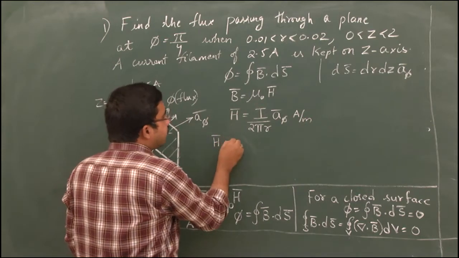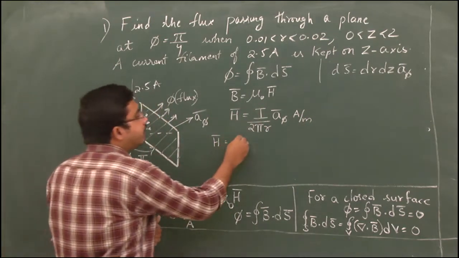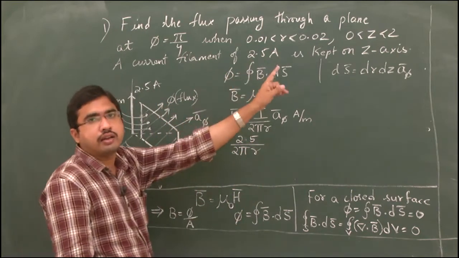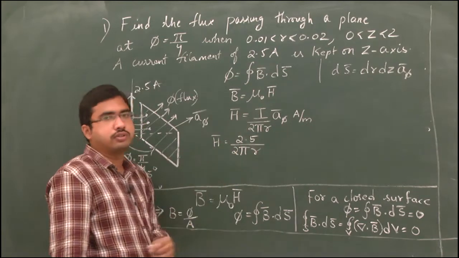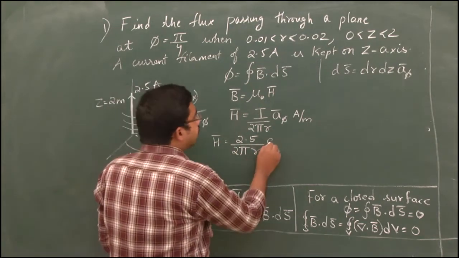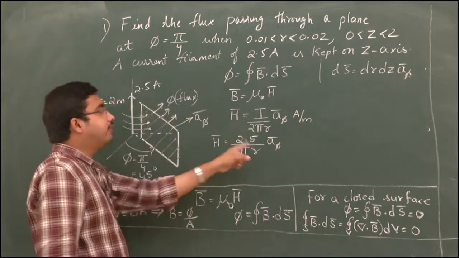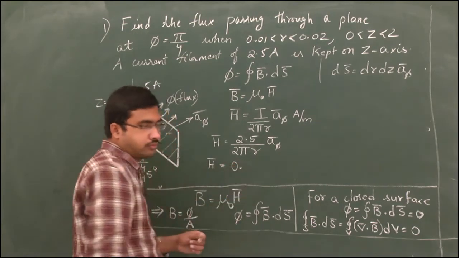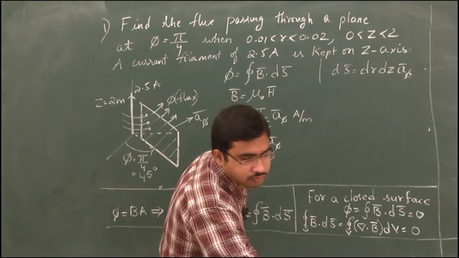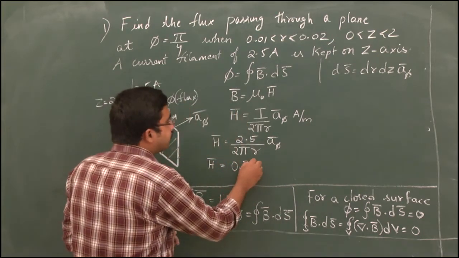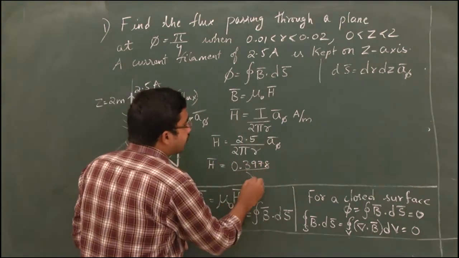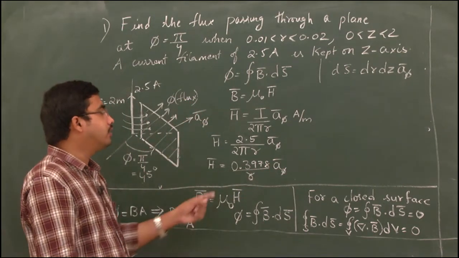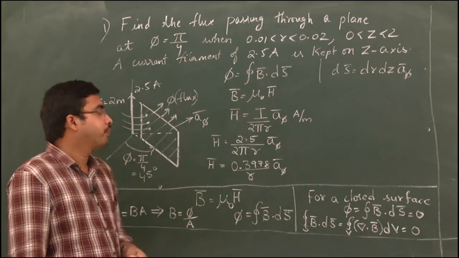Now H bar is written as, the current they have given is 2.5, by 2 pi r. Leave that r like that. Actually they gave the limits for r, so at the end after integration you can substitute those limits. Leave that r like that, a phi, and 2.5 by 2 pi will give you 0.3978 by r into a phi.